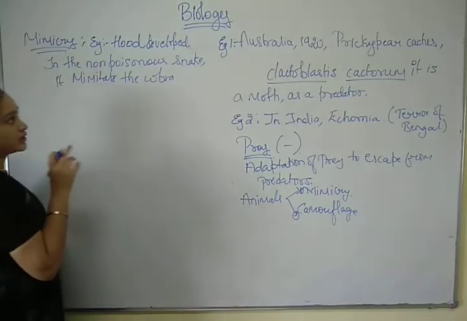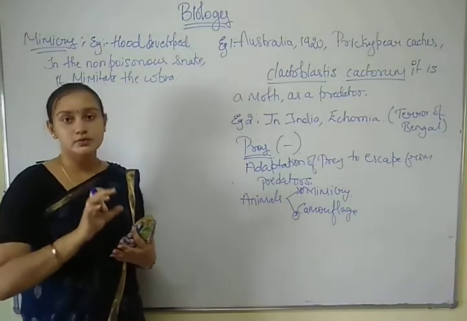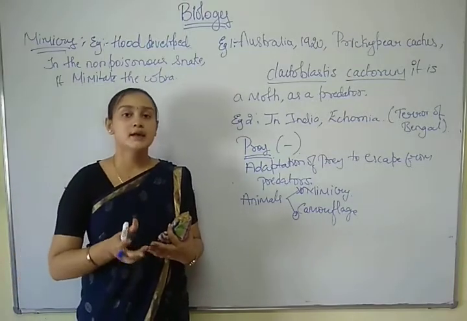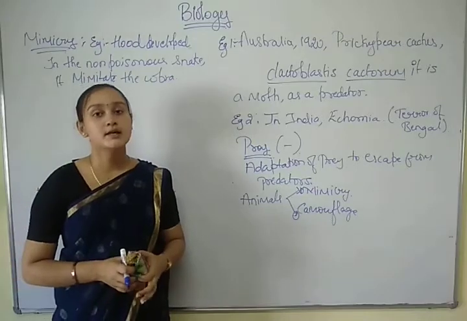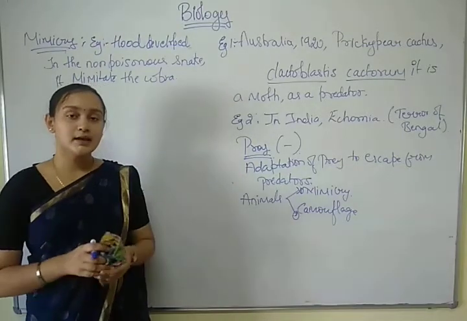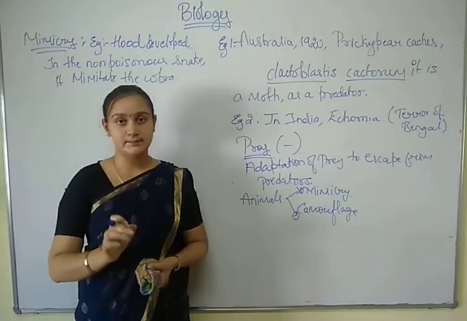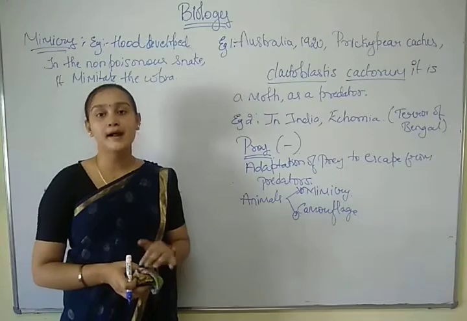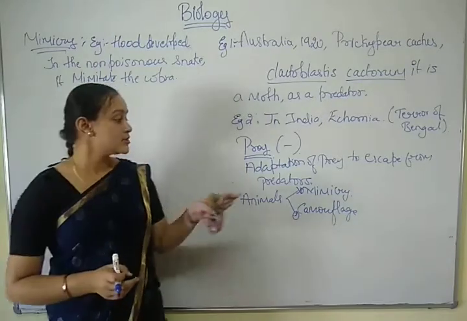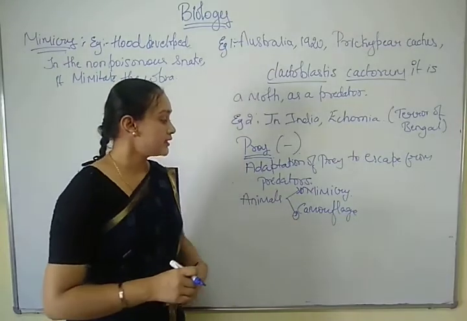So for certain snakes, it is not poisonous. That non-poisonous snake will develop a hood, so that the predators will consider that it is a cobra and will not attack it. So that was mimicry. And next we shall see camouflage.